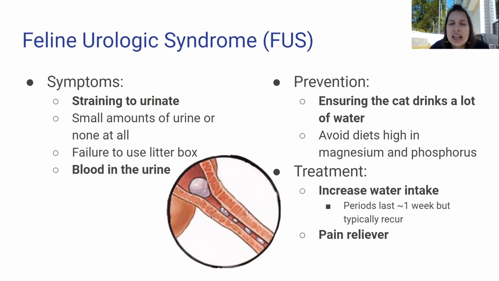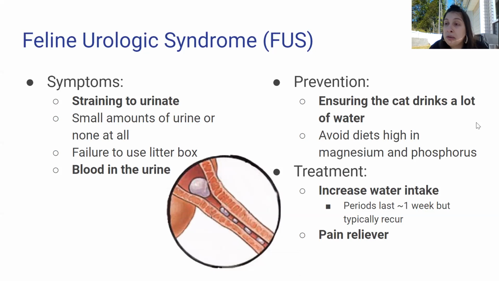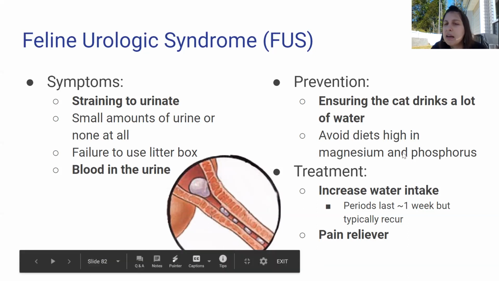Most good foods, and I mean even your basic foods like Friskies, you're typically not going to find foods that are high in magnesium and phosphorus, because people know that this can be a problem. And they don't want to be the source of thousands of cats across the country getting a urinary tract infection and possibly dying. So typically you're not going to see cat diets that are high in magnesium and phosphorus.